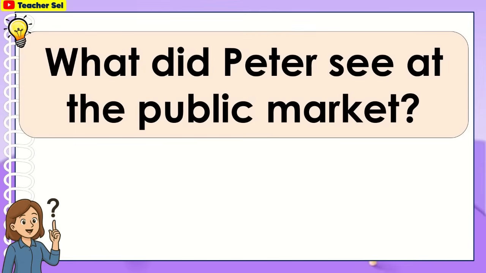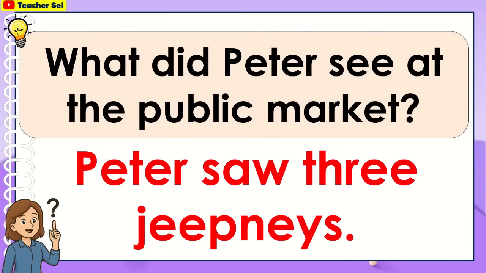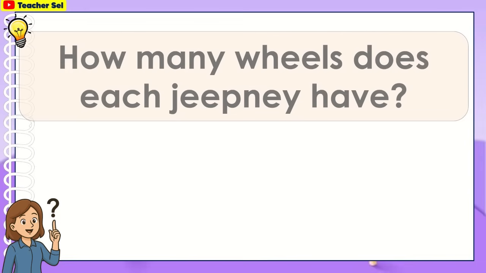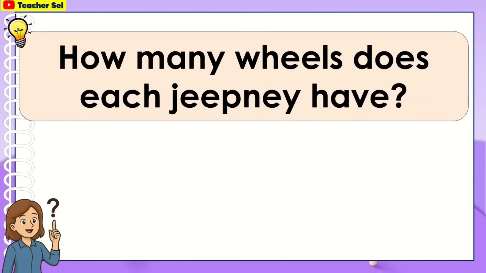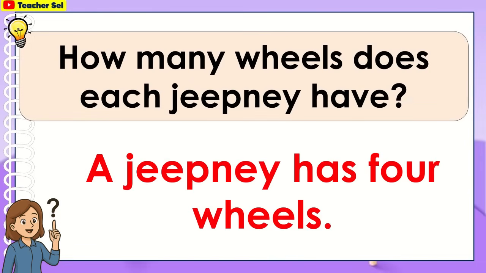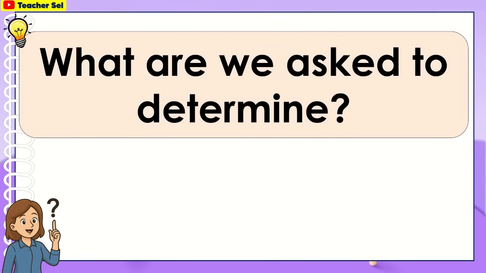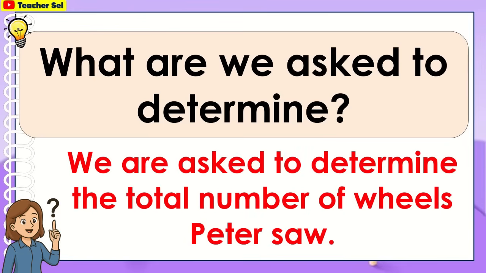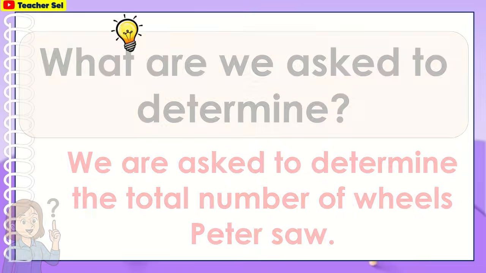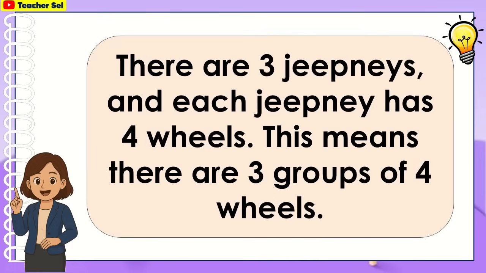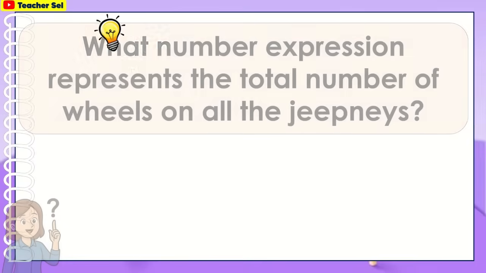What did Peter see at the public market? Peter saw 3 jeepneys. How many wheels does each jeepney have? A jeepney has 4 wheels. What are we asked to determine? We are asked to determine the total number of wheels Peter saw. There are 3 jeepneys and each jeepney has 4 wheels. This means there are 3 groups of 4 wheels.